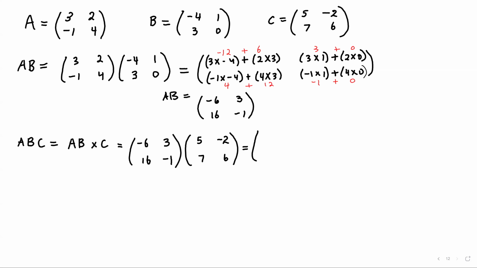So that'll be -6 times, because it's row 1, not 3, sorry, 5. Row 1 times column 1, so -6 times 5 plus 3 times 7. Same row 1, but now column 2. So this will be -6 times -2, because that's column 2, plus 3 times 6.